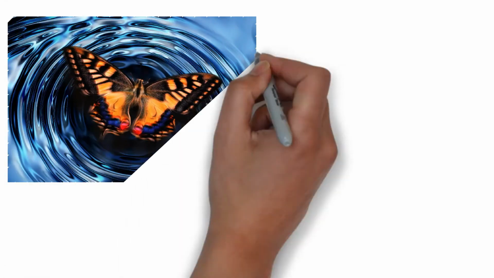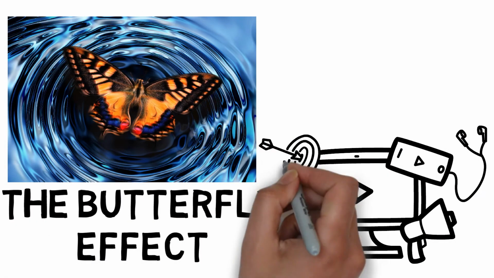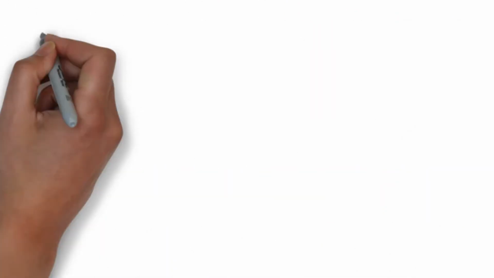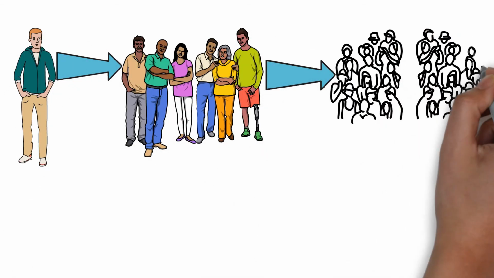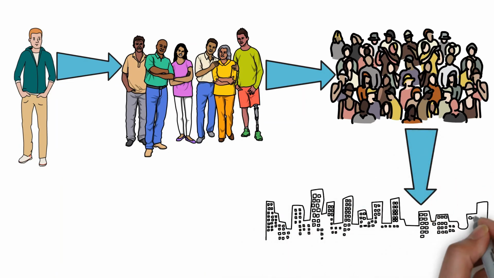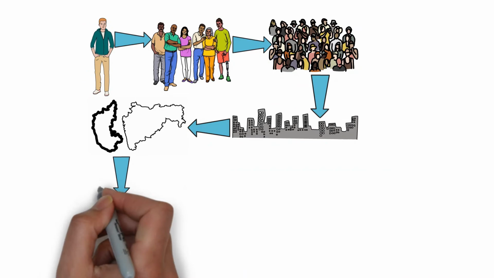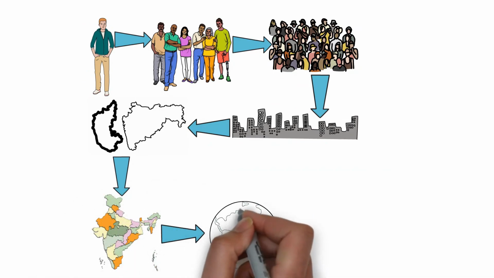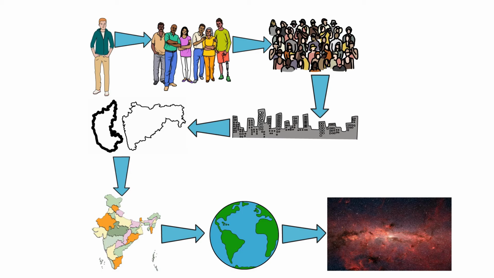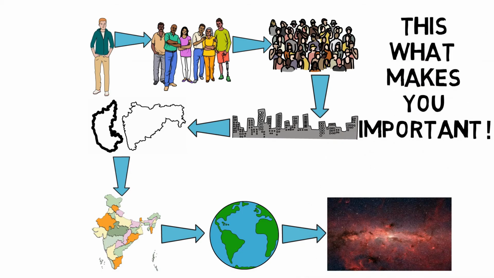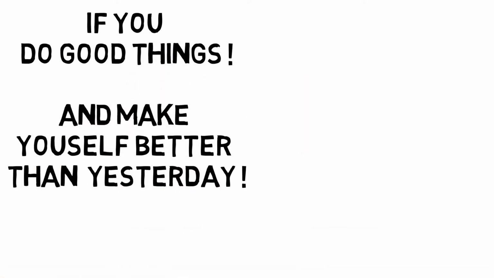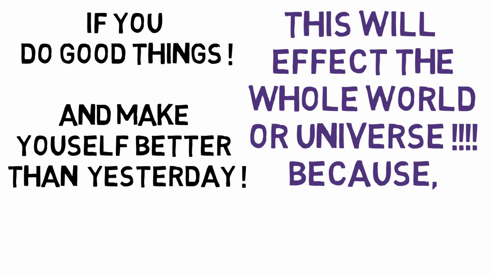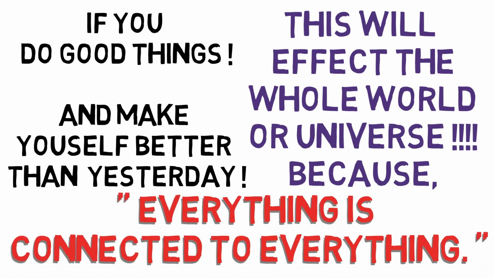If you don't understand the first phrase, read about the butterfly effect. Well, I will make a video on it later. And if you don't understand the second phrase, look at this. You are very important because you are connected to your family, which is connected to your society. The society is connected to your city or village, which is connected to the state. The state is connected to the country, which is connected to the world, and the world is connected to the universe. And this is what makes you important. If you ask how, then if you start to do good things and make yourself good, this will affect the whole world because everything is connected to everything.